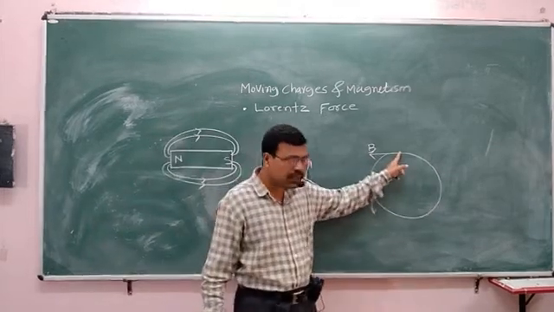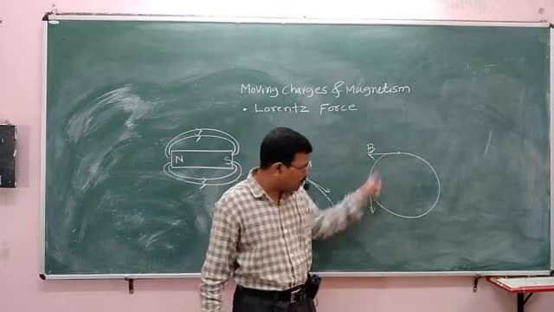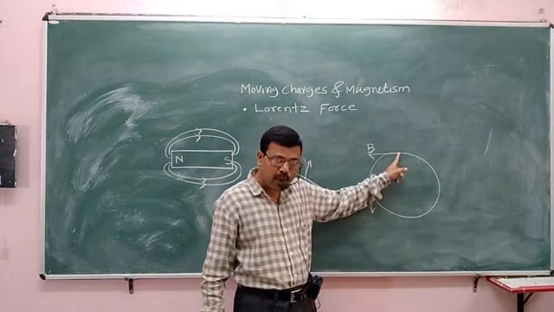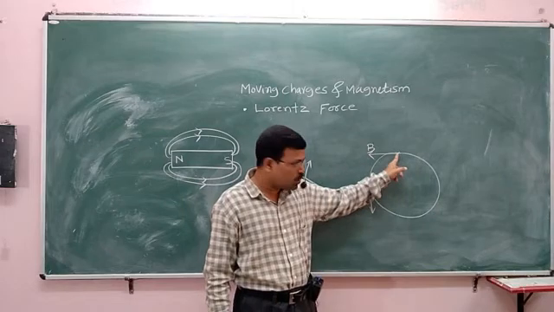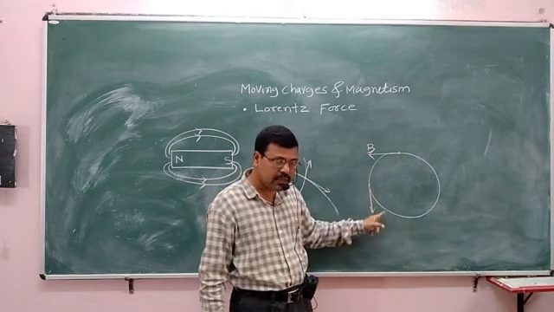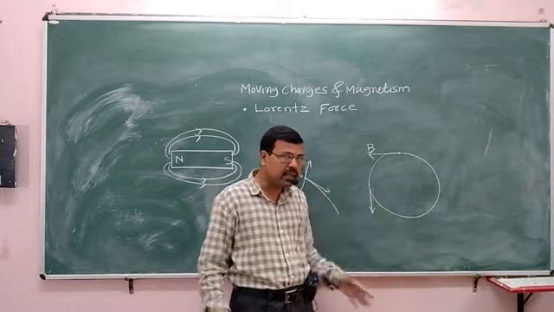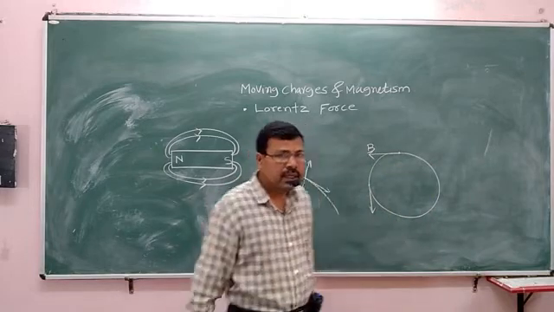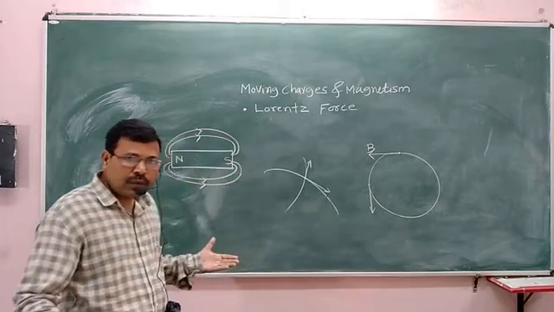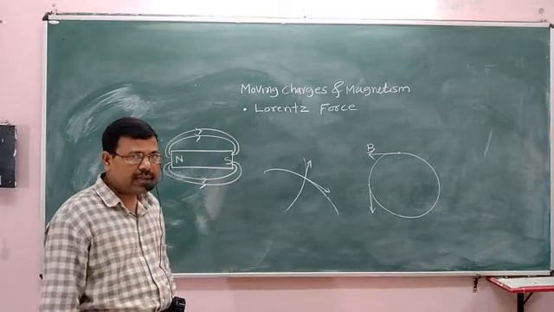And the tangent drawn to the magnetic loop at a point gives the direction of magnetic field at that point. So at different points, the direction of the magnetic field would be different. These are a few of the properties of magnetic field lines.